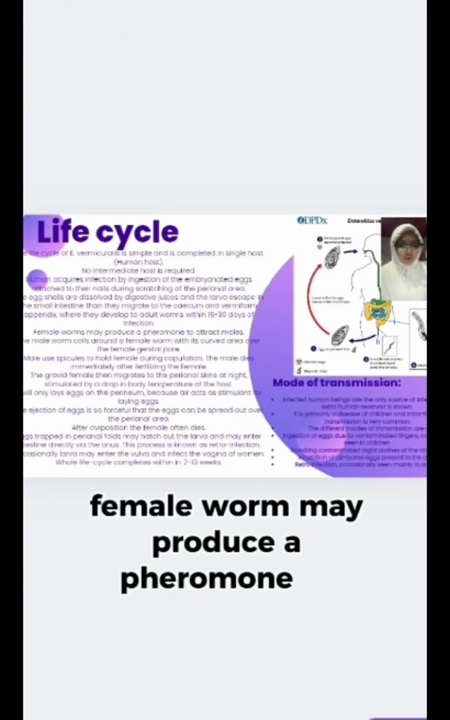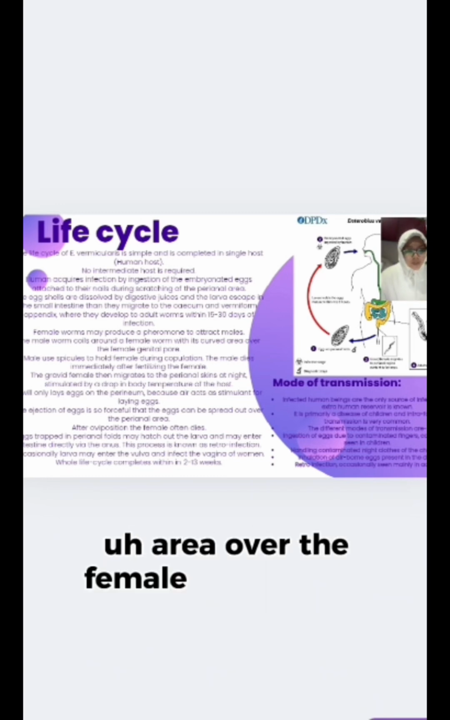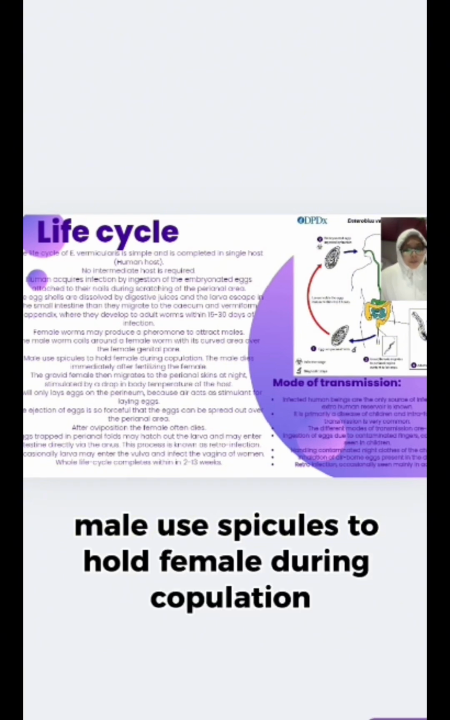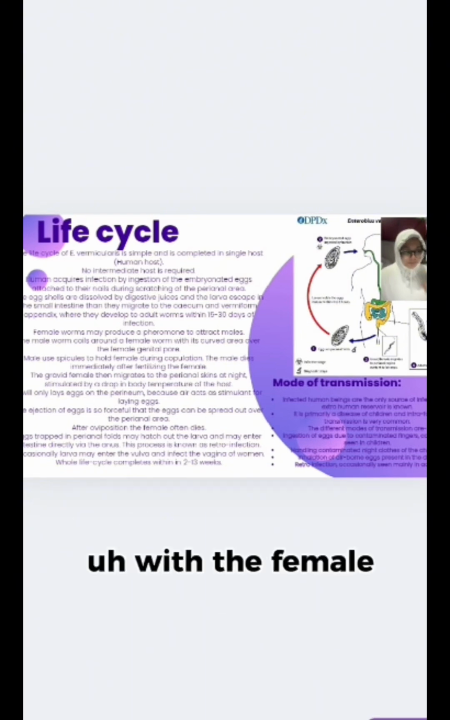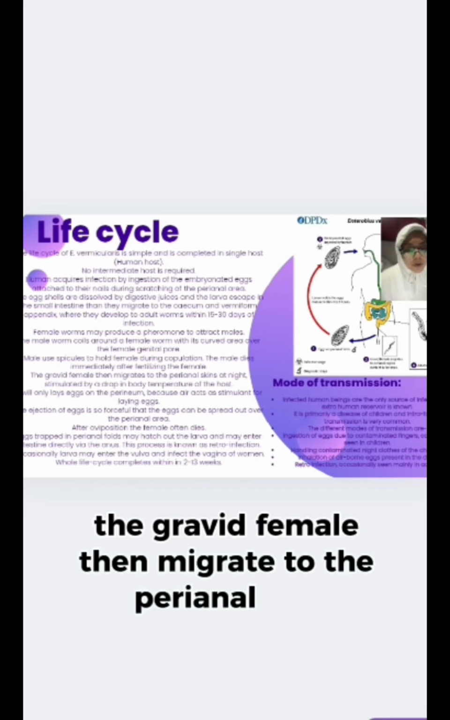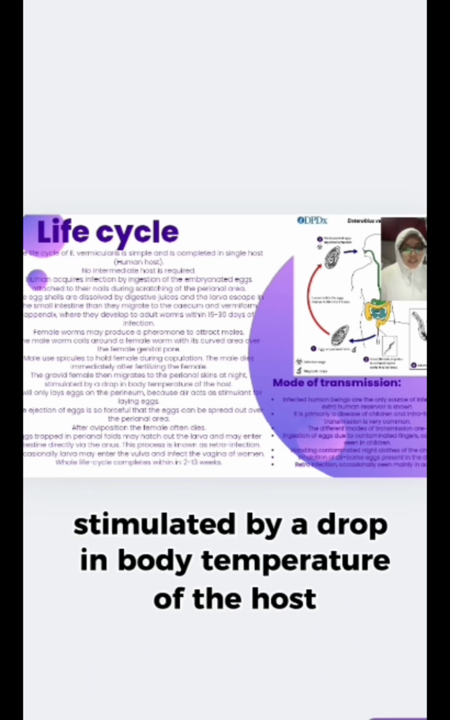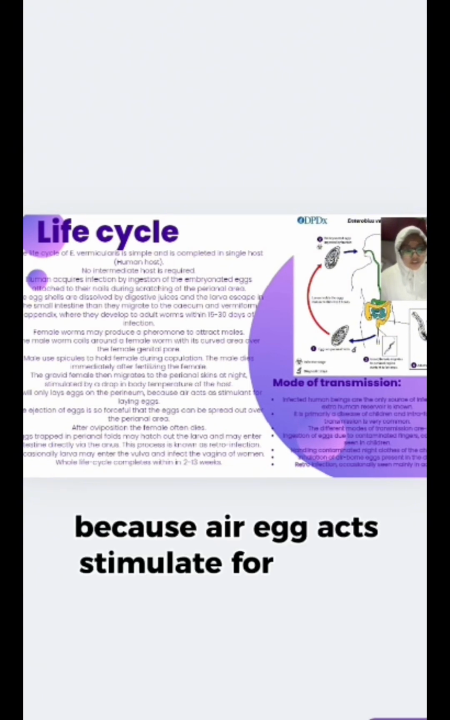Next, the female worm may produce a pheromone to attract the male, and the male worm coils around the female worm with its curved area over the female genital pore. The male uses spicules to hold the female during copulation. The male dies immediately after fertilizing the female. The gravid female then migrates to the perineal skin at night, stimulated by a drop in body temperature of the host. It will only lay eggs on the perineum because air acts as a stimulant for laying eggs.